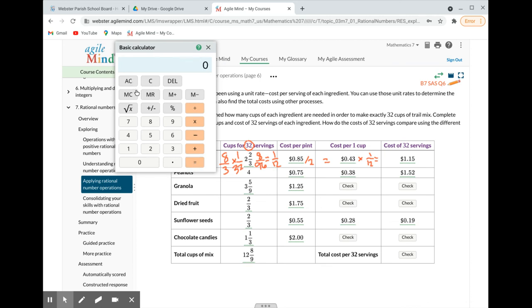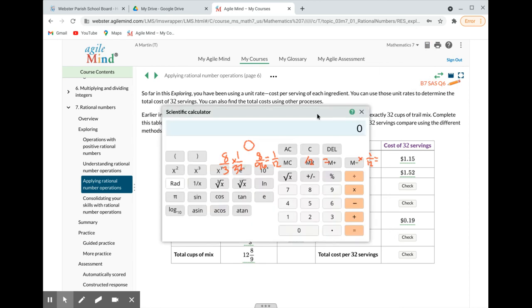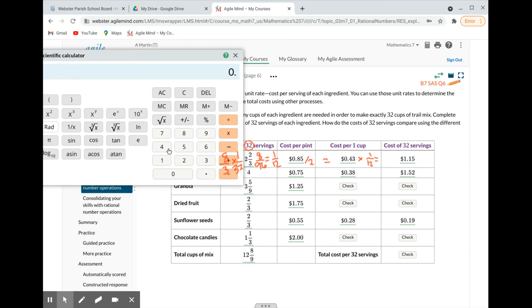Get out of here, you junk. Let's see what's going on. Why is it not working? I don't know what's wrong with this thing. Let's go to a different calculator. Maybe that one's doing some weird stuff. 0.43 divided by 12. There we go.